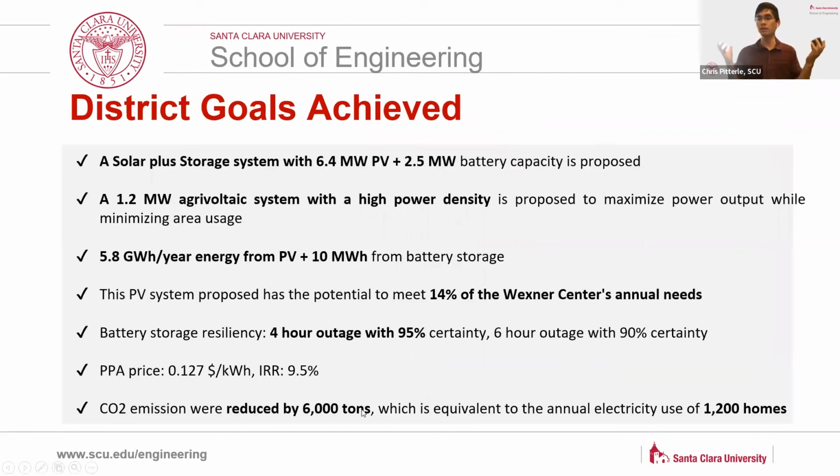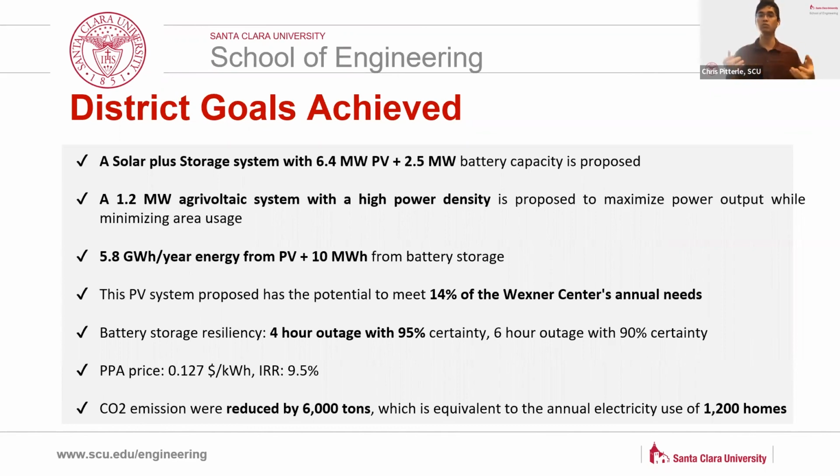So what is everything that's in this design? Well, what is everything that's here? We have a 6.4 megawatt solar facility with 2.5 megawatts of battery storage capacity. This is including 1.2 megawatts of power from an agrivoltaic system in the pasture land. And this all combines into having 5.8 gigawatt hours of energy per year with 10 megawatt hours of battery storage.